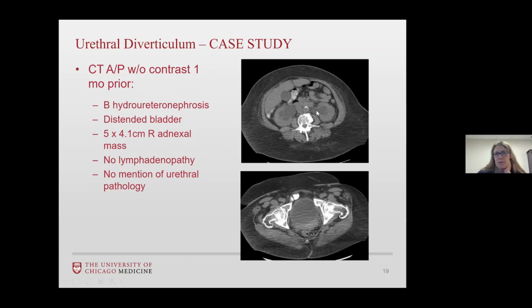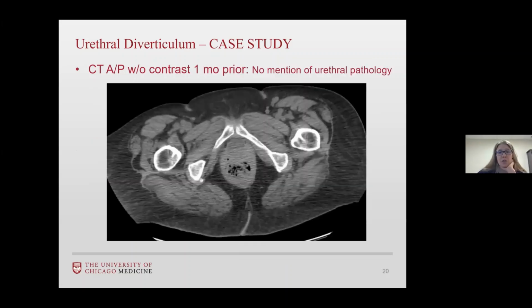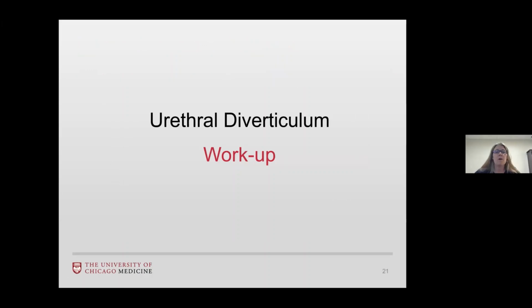So you can see pretty significant bilateral hydronephrosis, and this is her bladder here. She had a distended bladder, and they described a 5 by 4 centimeter right adnexal mass without lymphadenopathy. There is no mention of urethral pathology here. It does look a little bit funny, but nothing specifically remarkable.